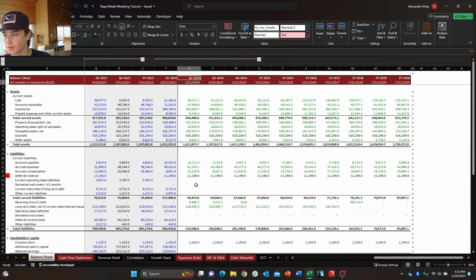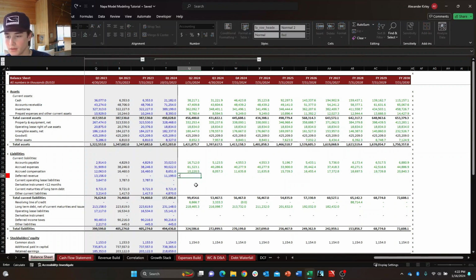Let's go to our balance sheet here. Now the whole idea is we need every single item to link to something, right? So this deferred revenue, what we're gonna have to do here is, so we haven't actually changed it, right? So this would technically be the change here. What we can do is take this number. We'll get to that later. Don't worry about it at the moment. Current operating lease liabilities equal to this. Derivative instruments, same here.